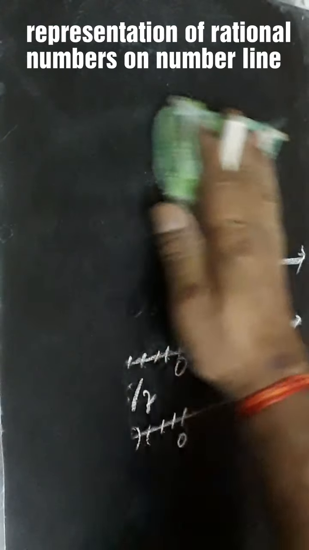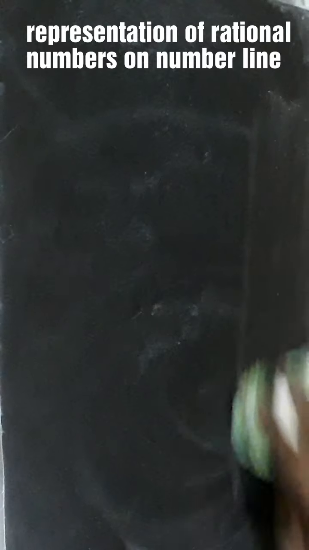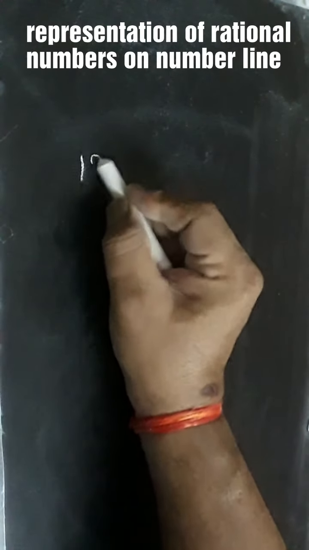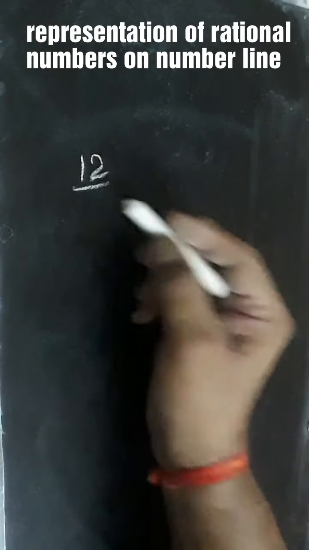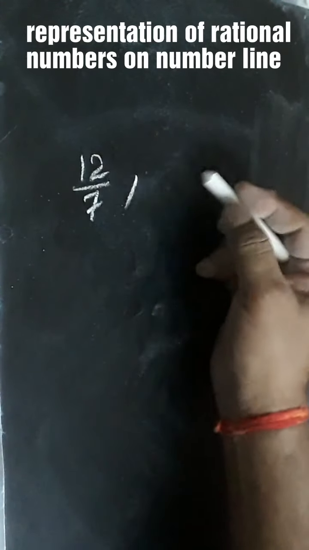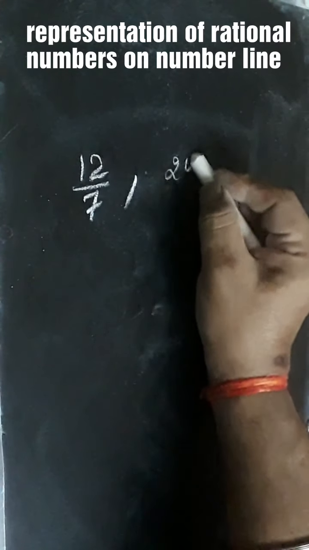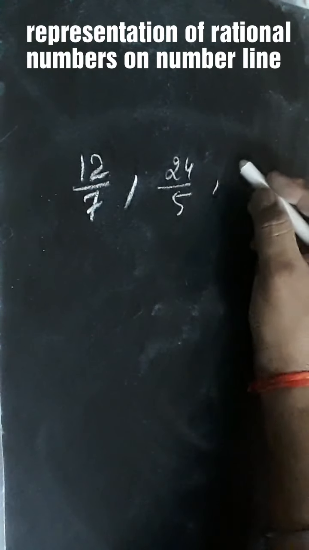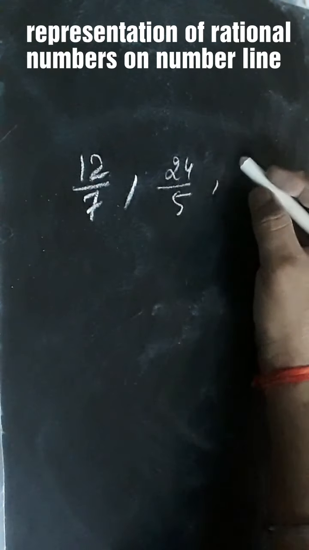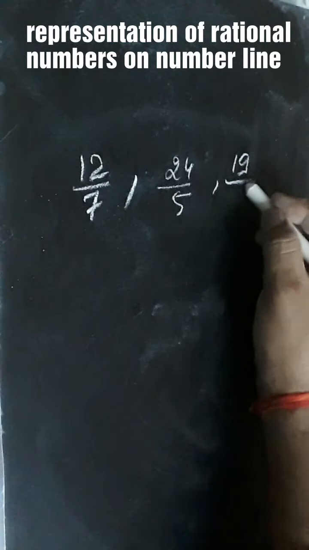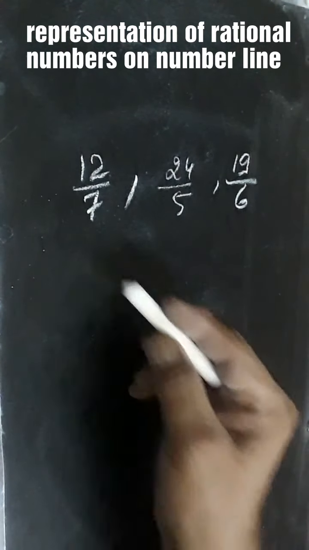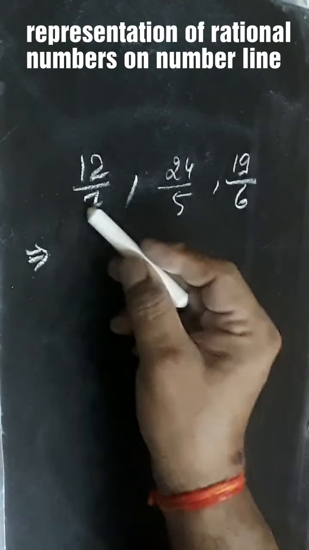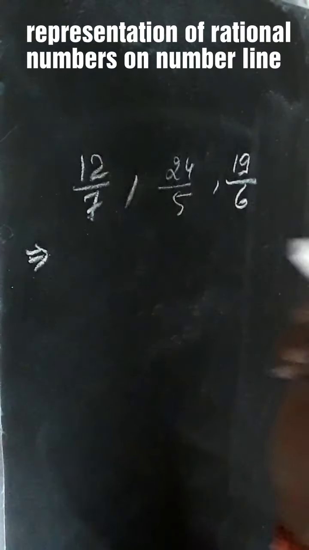Now we are taking rational numbers which are improper fractions. Suppose we are taking 12 upon 7, 24 upon 5, and let us take again minus or plus 19 upon 6. First of all, we will change them into mixed fractions. Sorry, they are already improper fractions.